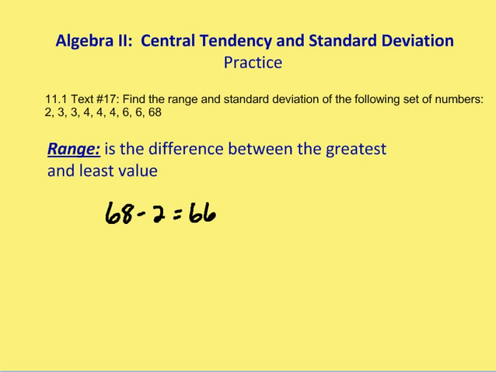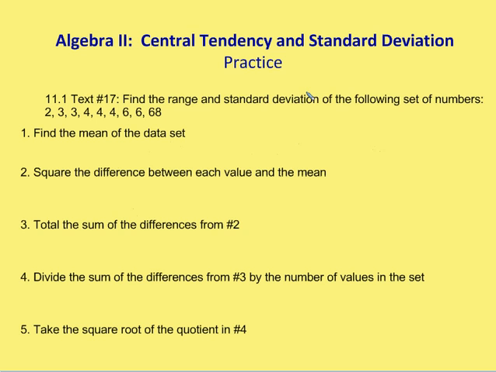And finally, let's tackle the standard deviation. I give you the instructions here, so we're going to walk through this step by step. We're going to find the range and standard deviation of the following set of numbers. We're going to work on the standard deviation. So the first thing we need to do is find the mean of the data set. In this case, we've already figured out what that was from the prior value on mean. We added these together, divided by 9. So it was 100 divided by 9, and that gave us 11.11 as our mean.